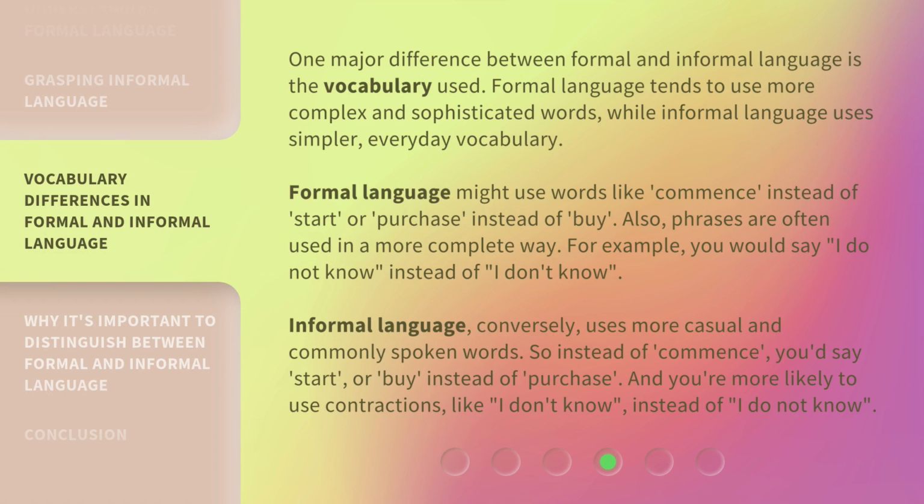One major difference between formal and informal language is the vocabulary used. Formal language tends to use more complex and sophisticated words, while informal language uses simpler, everyday vocabulary. Formal language might use words like commence instead of start, or purchase instead of buy. Also, phrases are often used in a more complete way. For example, you would say, "I do not know," instead of "I don't know."